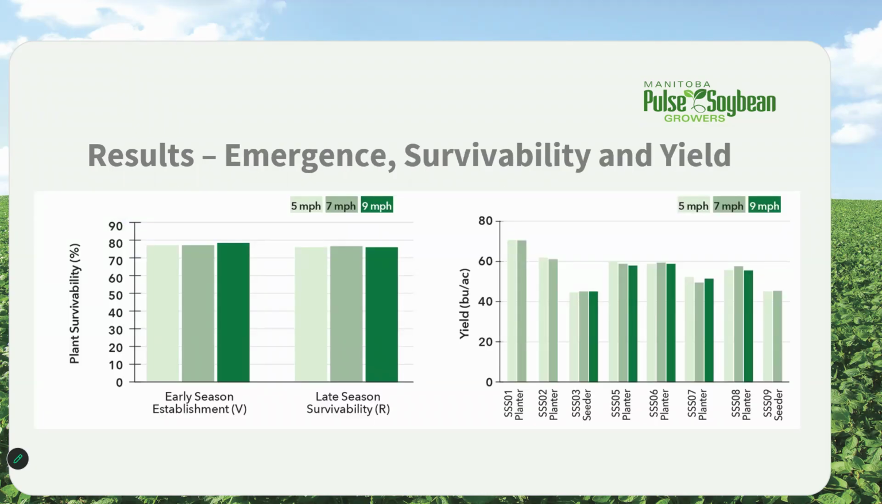Now for the plant stand and yield results. First, look at the graph on the left side. On the y-axis, we have plant stand counts as a percentage of seeding rate. And along the bottom, we have the average early season establishment and average late season survivability for each seeding speed. And across all sites and equipment types, the average plant stands at establishment and late season survivability were not affected by seeding speed. So there was no plant stand penalty by seeding faster.